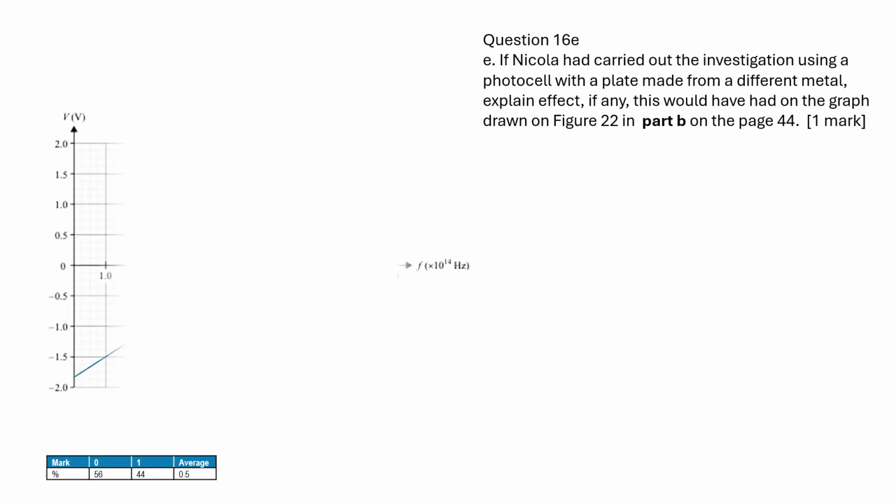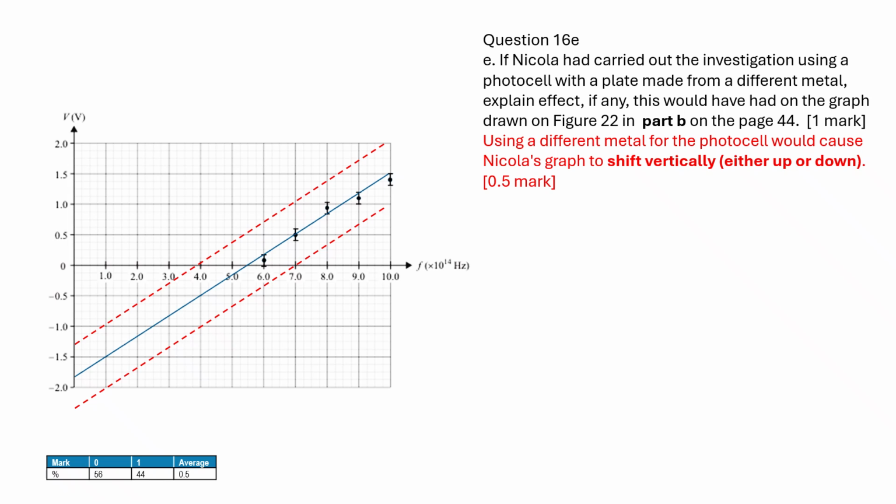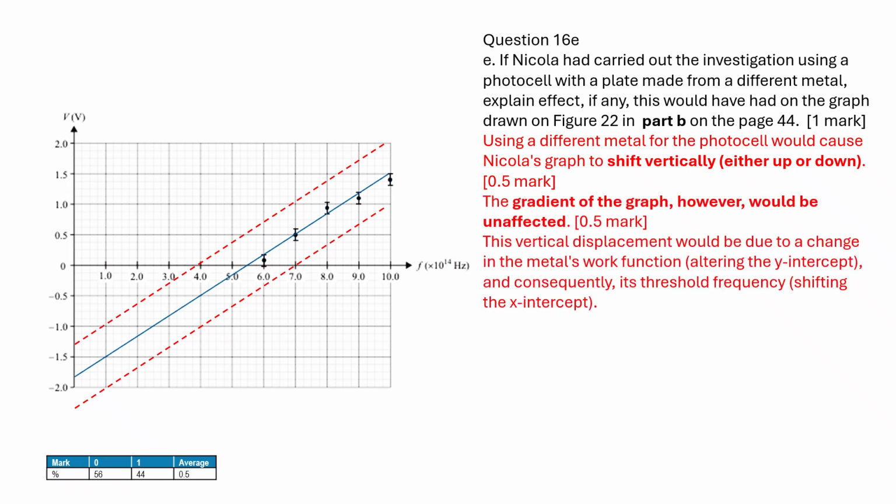Using a different metal for the photocell would cause Nicola's graph to shift vertically, either up or down. The gradient of the graph, however, would be unaffected. This vertical displacement would be due to a change in the metal's work function, altering the y-intercept, and consequently its threshold frequency, shifting the x-intercept. The gradient, which represents Planck's constant, would remain constant.